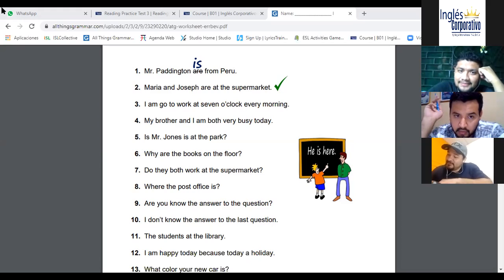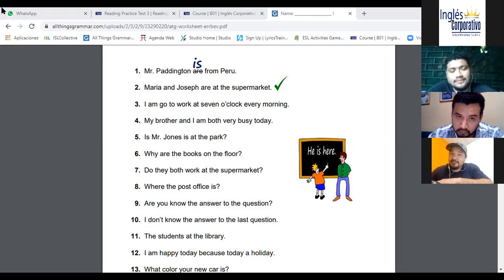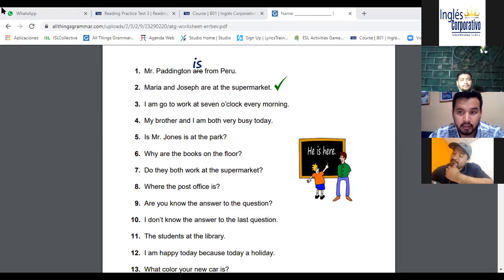Ahí el truco es que quitamos el am y ponemos el are. Lo que confunde es que tenemos el I. Sabemos que el I solo lo vamos a conjugar con am. Pero como estoy siendo acompañada por mi hermano y yo estoy incluida, nos volvemos we. Entonces ahí conjugo con are, no con am. My brother and I are very busy. Okay.